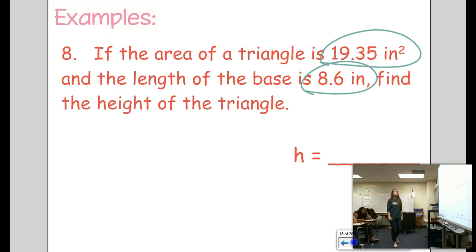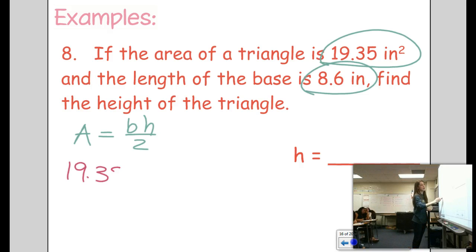What I recommend is first that you write down the formula. Area equals base times height divided by 2. What numbers in that formula do we know? What can we plug in? What did they hand us? The area. So instead of A, I'm going to write 19.35. Instead of B, what do I write, guys? 8.6. Thanks, Ashley. What do I write instead of H? I write H. Or I can write X, because that's my unknown. That's what I'm looking for. And then divided by 2.